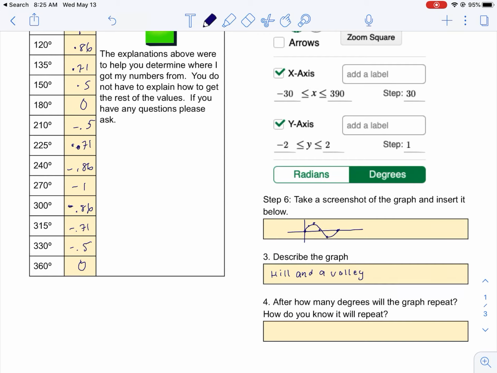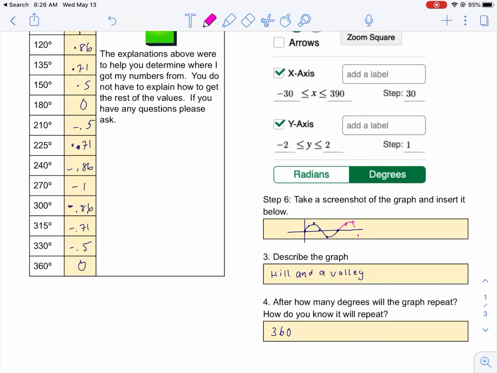Now, think about a circle. What do you know about circles? Okay, they keep going, right? So, how many degrees are there in a circle? 360. So how many degrees do you think it's going to take for this graph to repeat? 360 degrees. So that makes one full cycle. So it's going to do something like this. It's going to start again.